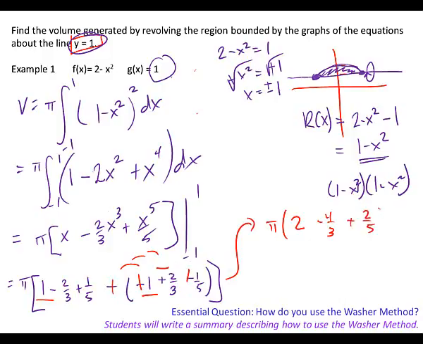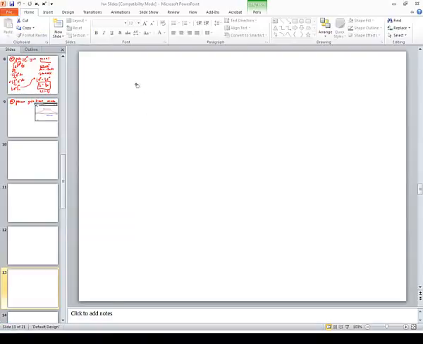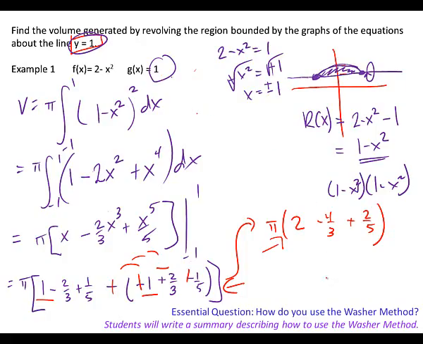plus 2/5. Now, technically on the AP test, if it was free response, you don't even have to do this. You could leave it right there and they'll take that answer. But if it comes up as multiple choice, we have to simplify, right? So, what should our common denominator be? 15? Okay, let me get back there.